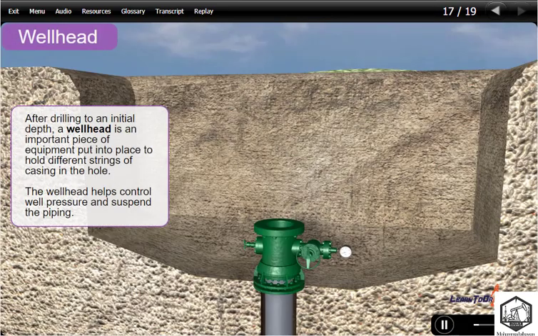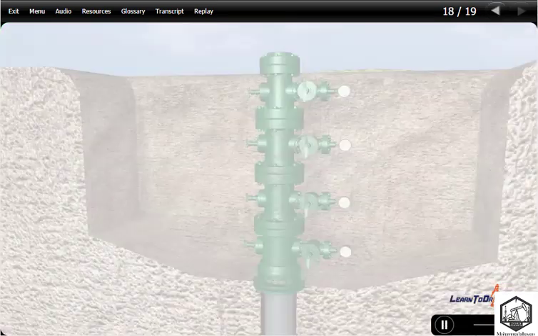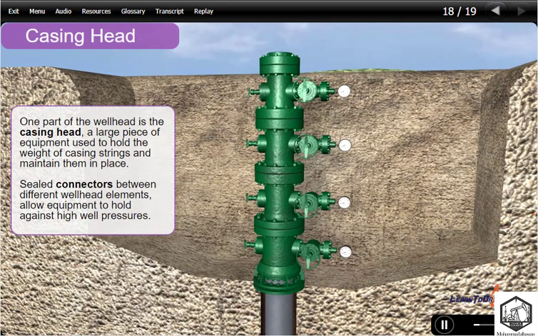After drilling to an initial depth, a wellhead is an important piece of equipment put into place to hold different strings of casing in the hole. The wellhead helps control well pressure and suspend the piping. One part of the wellhead is the casing head, a large piece of equipment used to hold the weight of casing strings and maintain them in place. Sealed connectors between different wellhead elements allow equipment to hold against high well pressures.